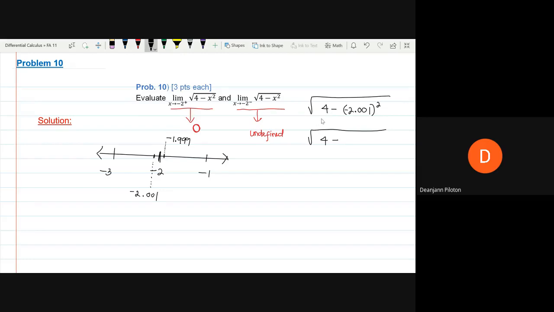Sige, class, pila answer, class, negative 2.001 raised to 2. Negative 4.004. So, kaning negative kay ma-raise to 2 na siya, so ma-positive. No? So, Ay, oo. sige, so to 4.004. Okay, so 4.004.